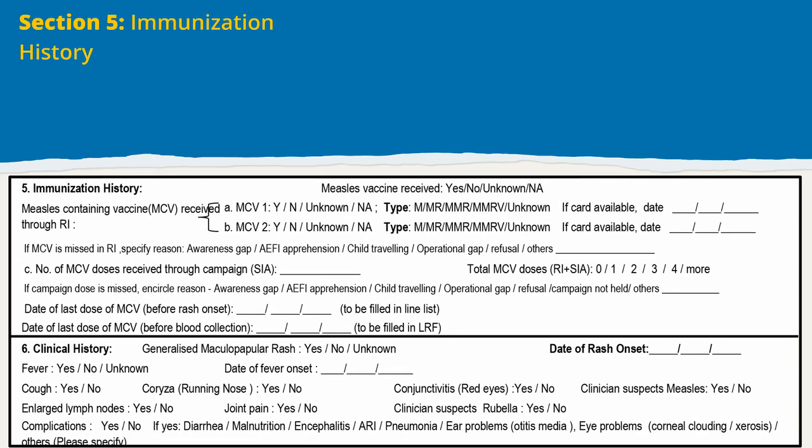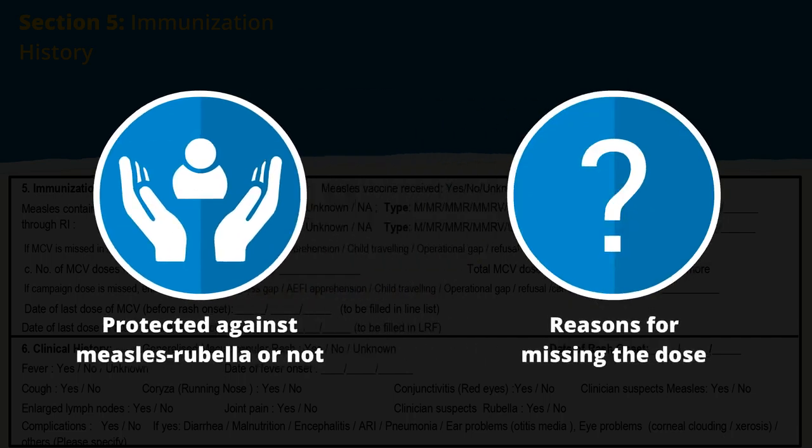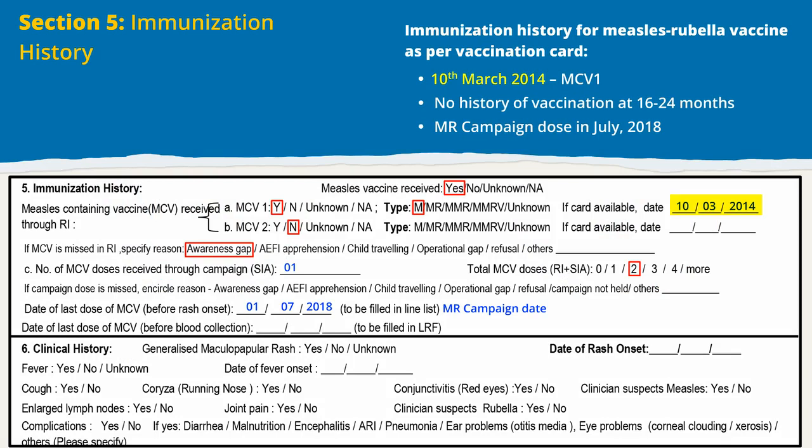Section 5 on immunization history is important to see whether the case has received measles rubella containing vaccine or not, and if missed vaccination, assess the reasons for missing the dose. The child has received first measles dose on 10th March 2014 but has not received second dose due to awareness gap. In July 2018, a measles rubella campaign dose was received by the child.